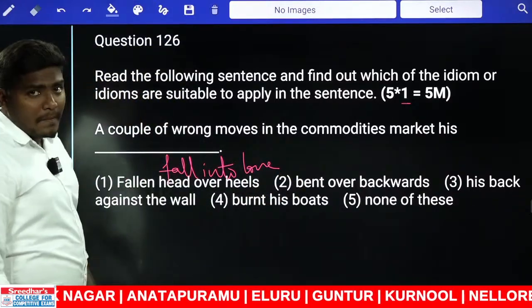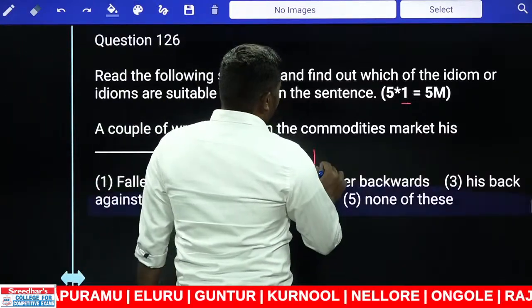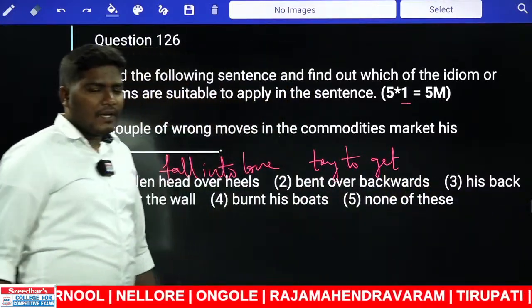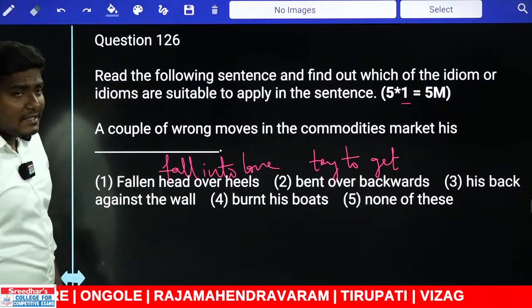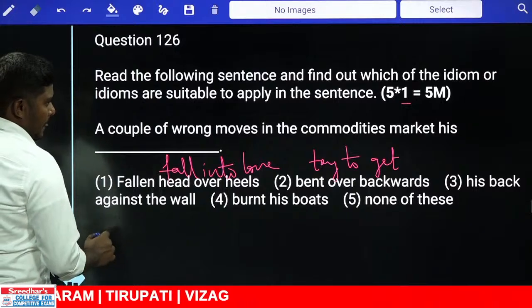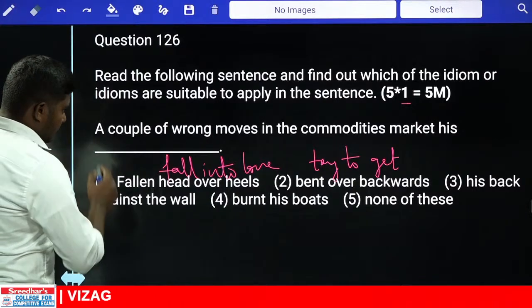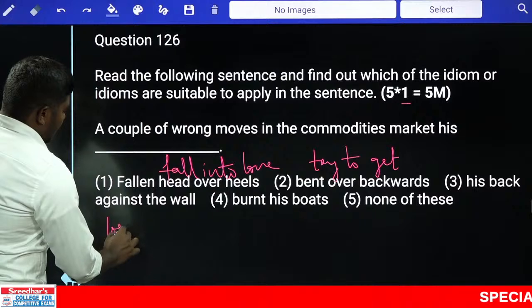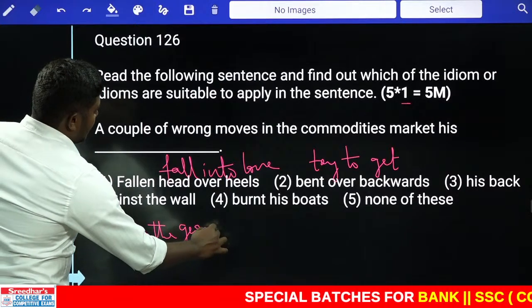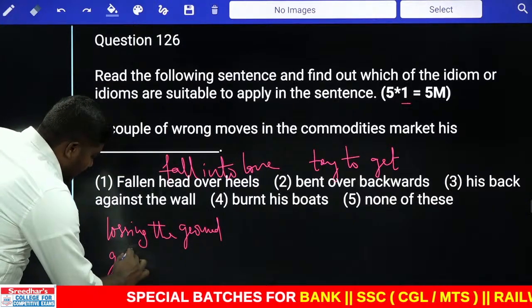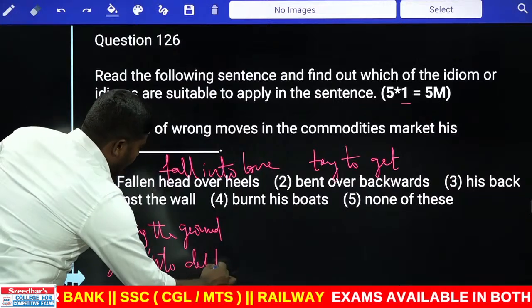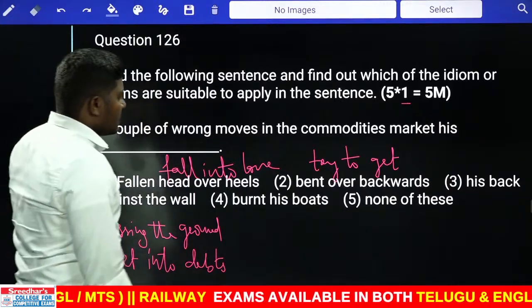Next one, bent over backwards, that means to try to achieve something very difficult, work very hard. Next one, he's back against the wall, that means you will be completely in a basic case of losing the ground for something. Another meaning is nothing but to get into debts completely. Next one, burn his boats.